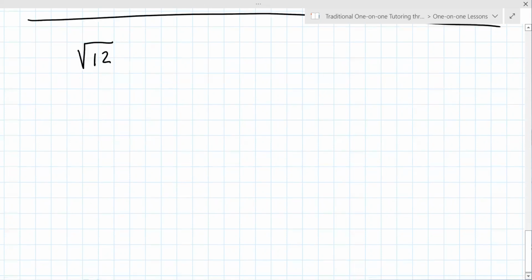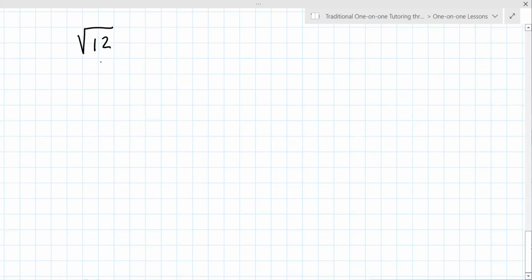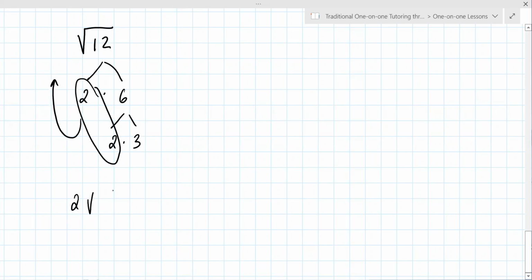Is 12 divisible by 2? Yes. Okay. 2 times what number gets you to 12? 6. 6, and then 2 times 3 gets you back to 6. Are there any pairs? There's a pair of 2. So you bring a 2 out. 2 square root, what's left over? Just the 3. See how whatever's left over goes in here?